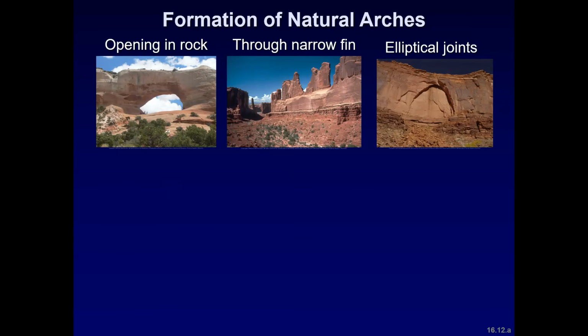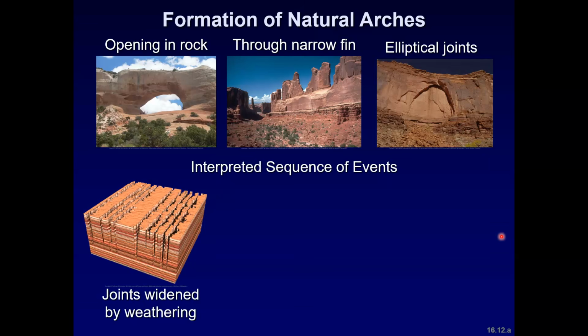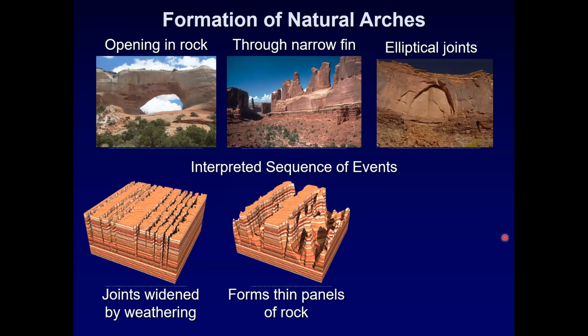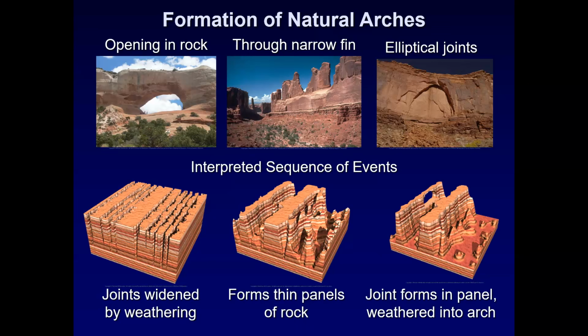Natural arches, okay? So you could have an opening in a rock. You could have something through a narrow fin, or you could have elliptical joints, as in this photo. So arches require a strong rock to begin with one or more sets of joints present. And then weathering and erosion widen and deepen the joints over time. With enough time, narrow fins of rock form, and then arches can form with even more time. We see that here.